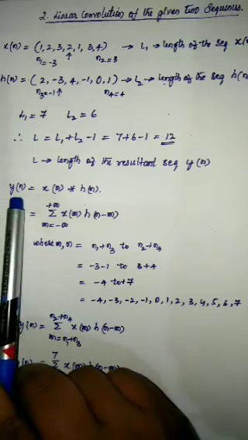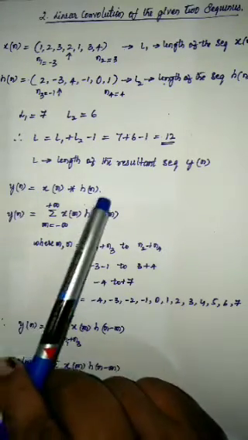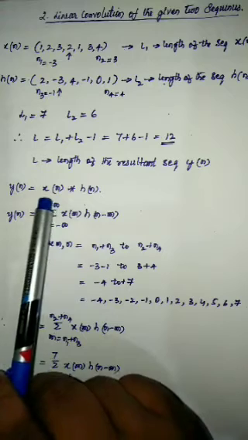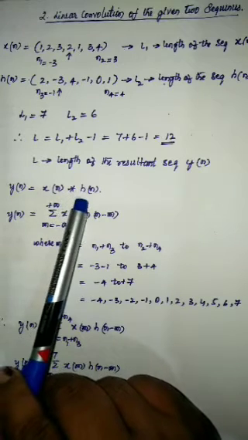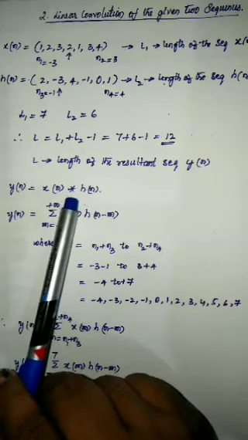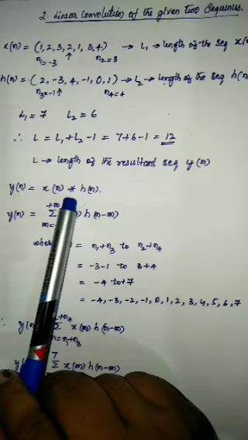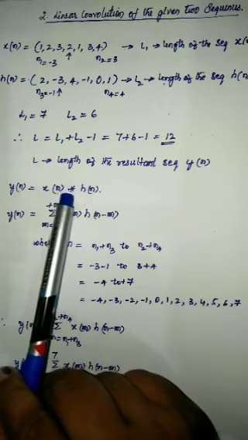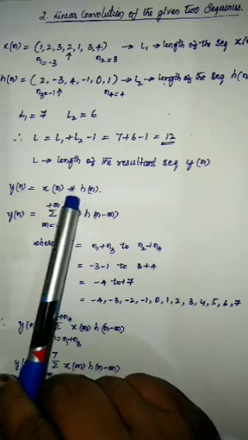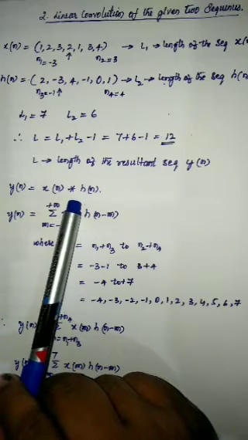Now we are supposed to compute the linear convolution. We know the notation of linear convolution is x of n convolved with h of n. This is the symbol used to denote the convolution. If I enclose this symbol in a circle with suffix n, then that denotes the circular convolution. You all know that, right?